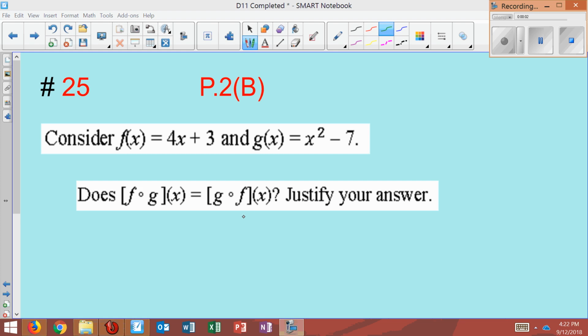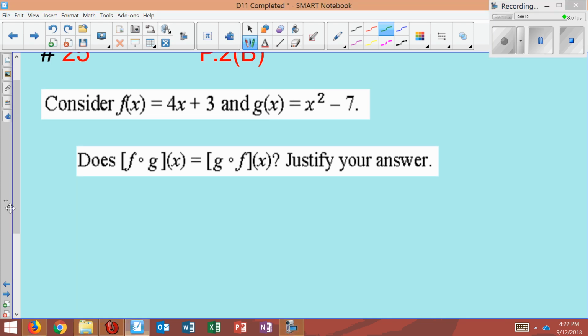Number 25. Does f of g equal g of f? Also, we sometimes will say fog or goff. Do these equal each other? Are these commutative? Now, let's talk about what this means. F of g is the same thing as f parentheses g of x, like this. And this is the same thing as g parentheses f of x this way.